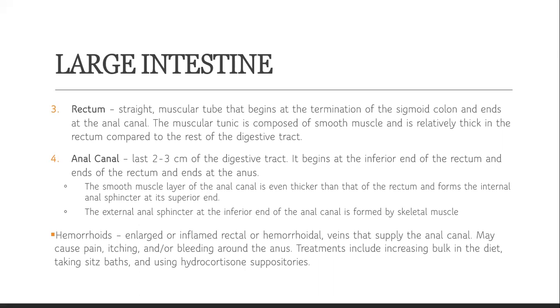So yung veins po in the rectum are enlarged or namamaga. So this may cause pain, itching, and or bleeding around the anus. So treatments include increasing bulk in the diet, taking sitz baths, and using hydrocortisone suppositories.